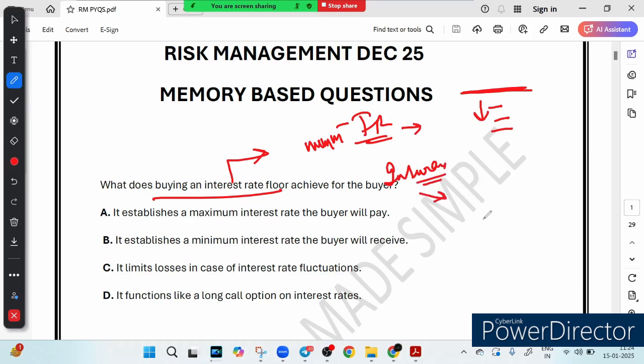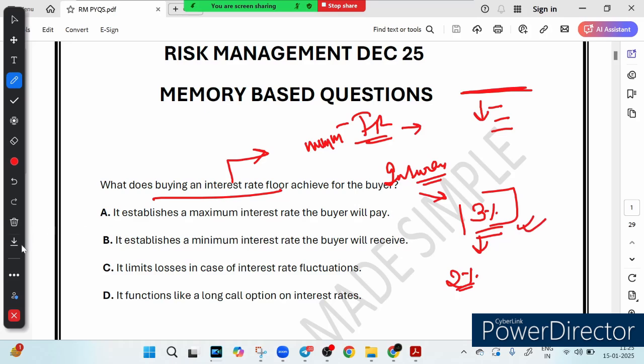For instance, suppose you invest in a bond and buy a floor at 3%. Even if the market rate drops to 2%, you will still earn at least 3% on your investment. That is why option B is the correct answer.